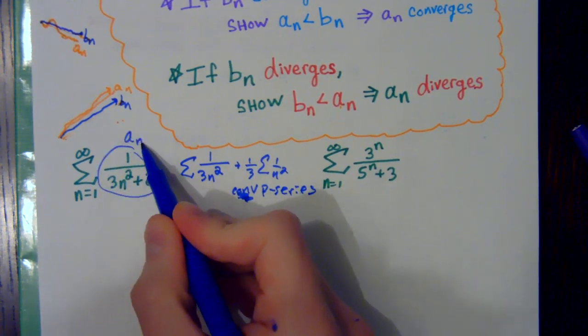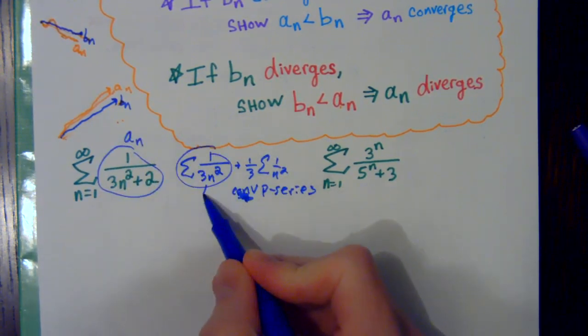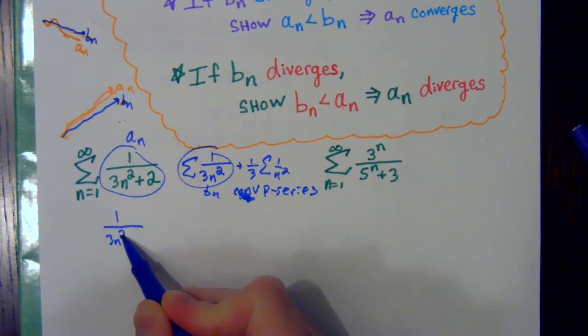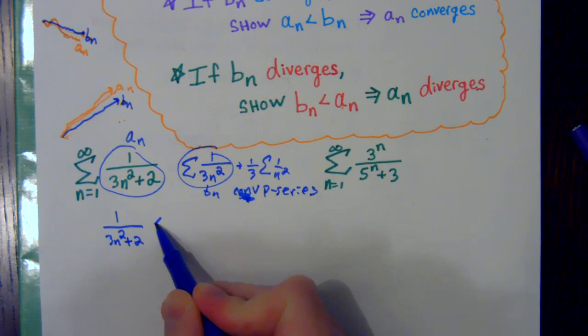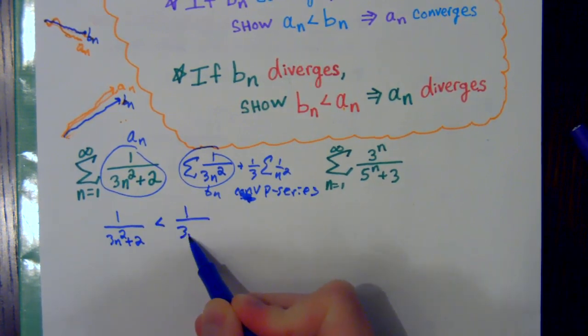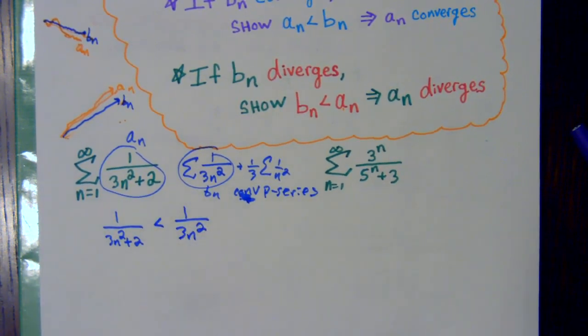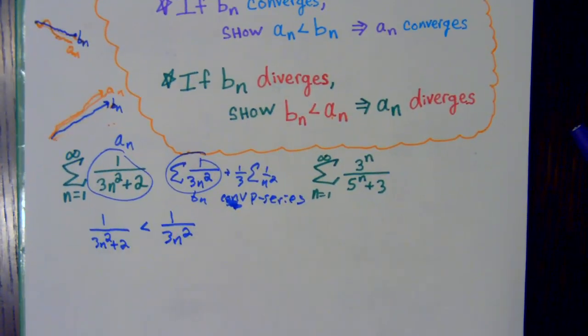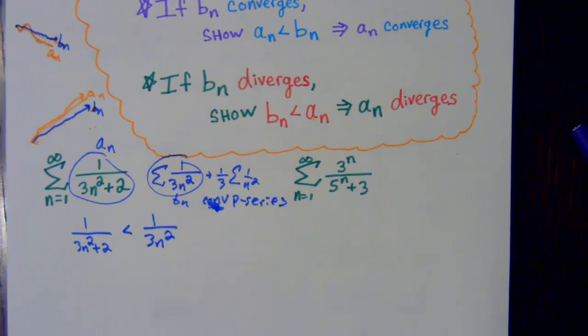That's your original problem. And this is my b sub n right here. So I need to show that the original series is smaller than the comparison series. Now, very important: that word "show", you can't just write it down and say that it's true. Sometimes it might not be true, okay?